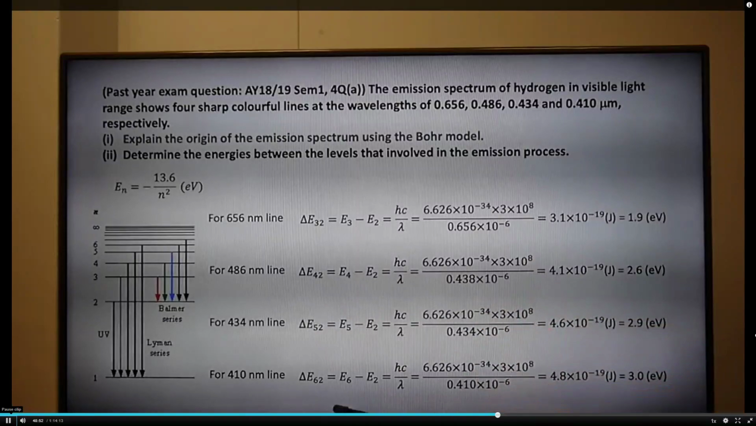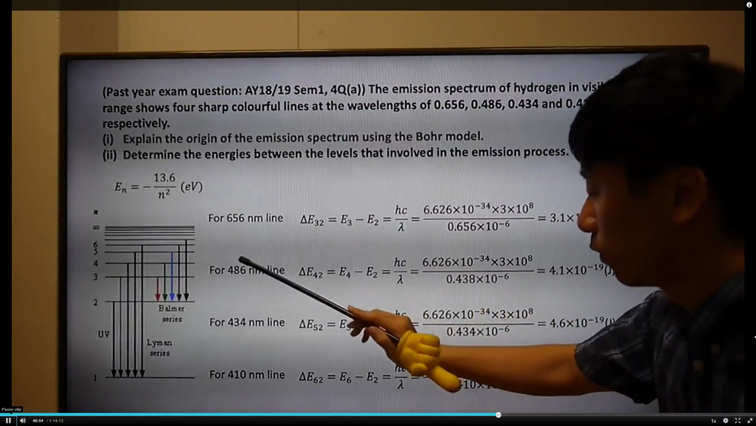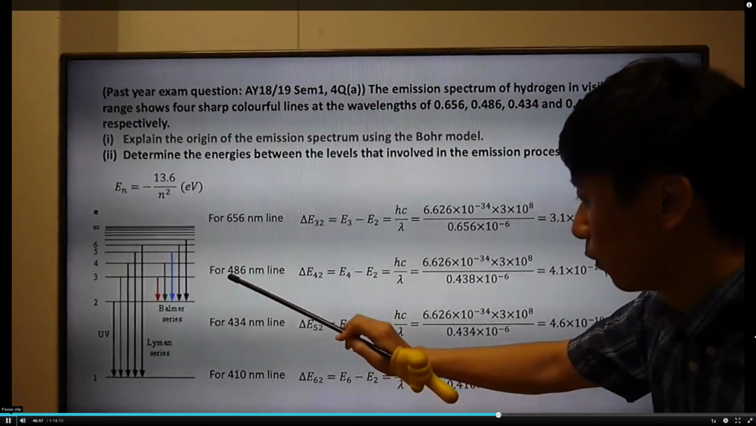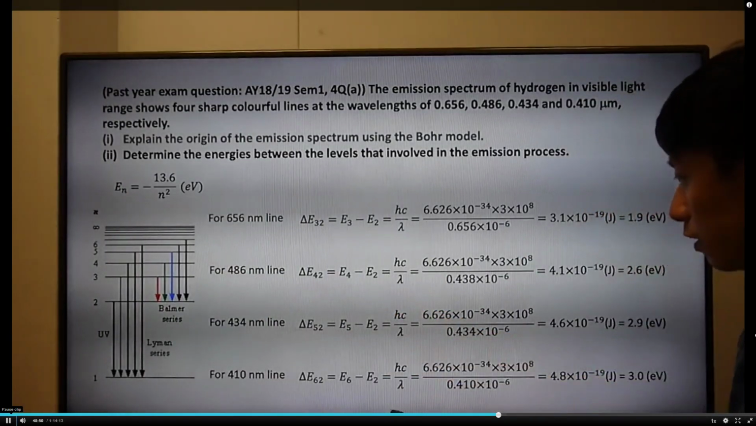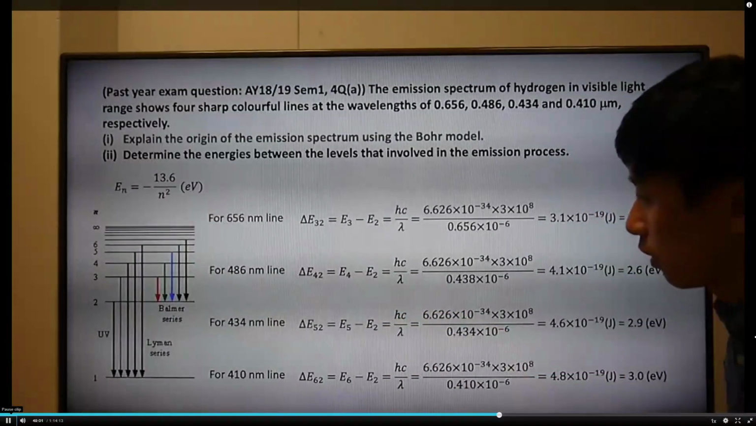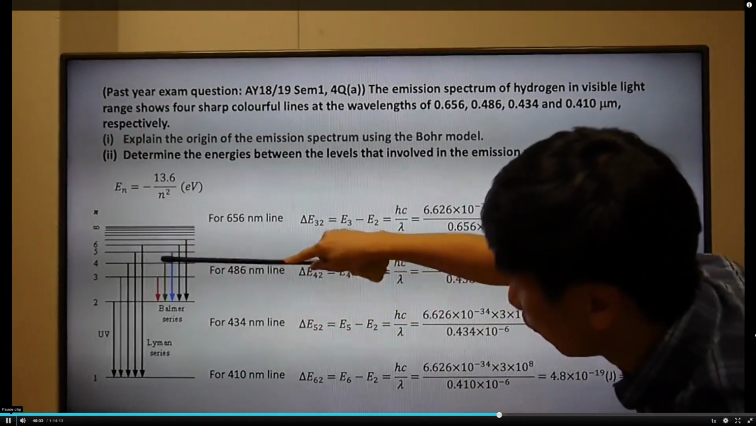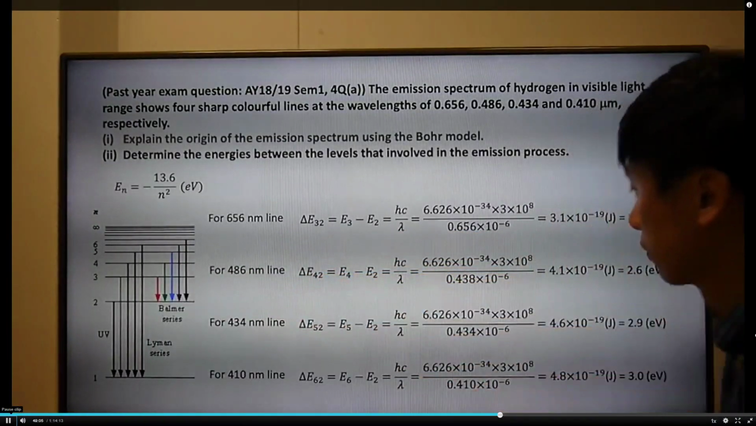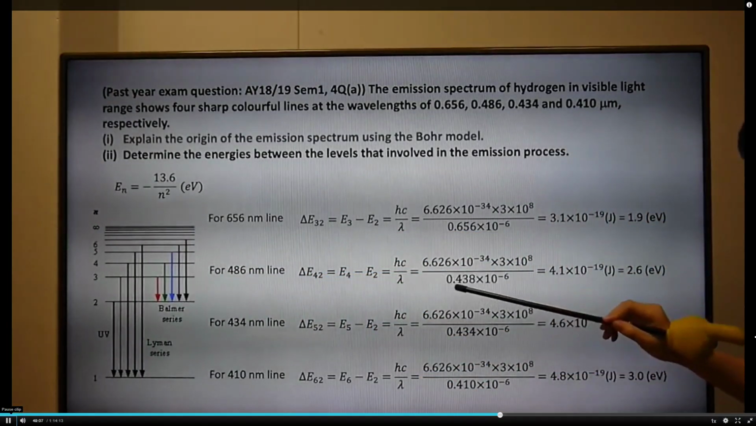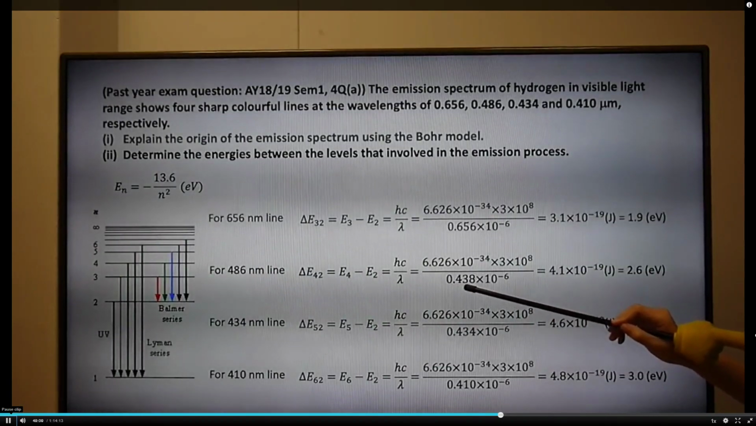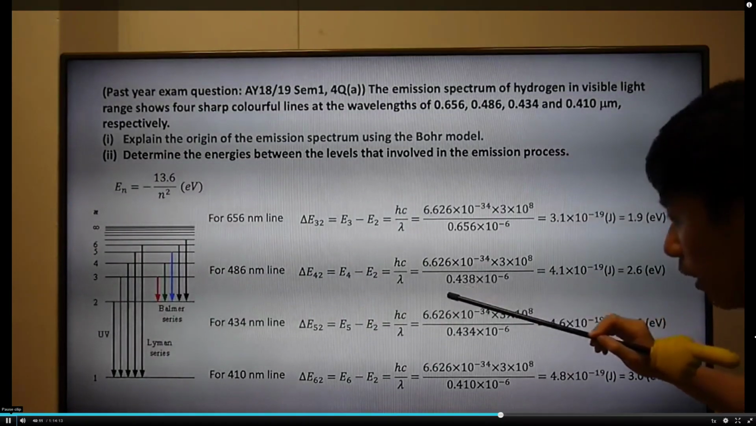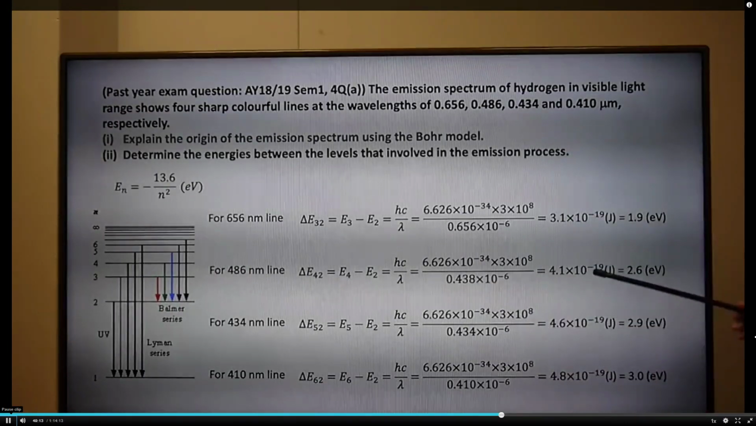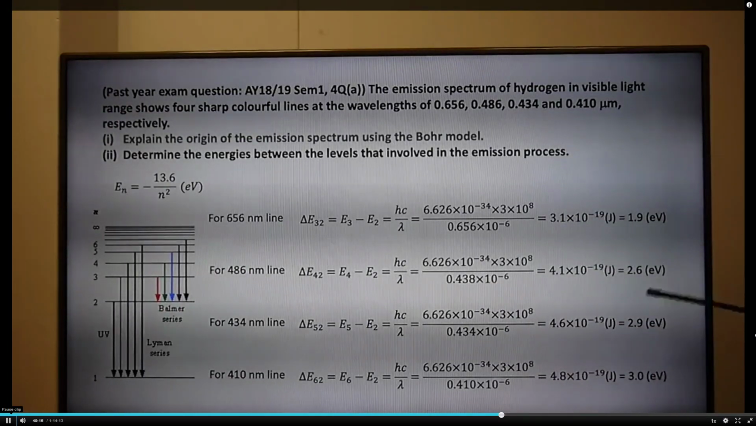The other calculations are the same. For the 486 nanometer line, it is this green line from 4 to 2. Oh, sorry, this is a typo, 486 nanometer, and it is 2.6 electron volt.